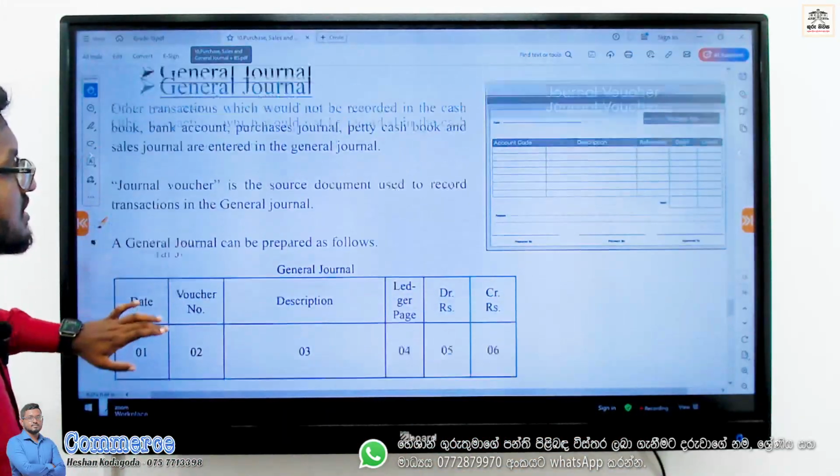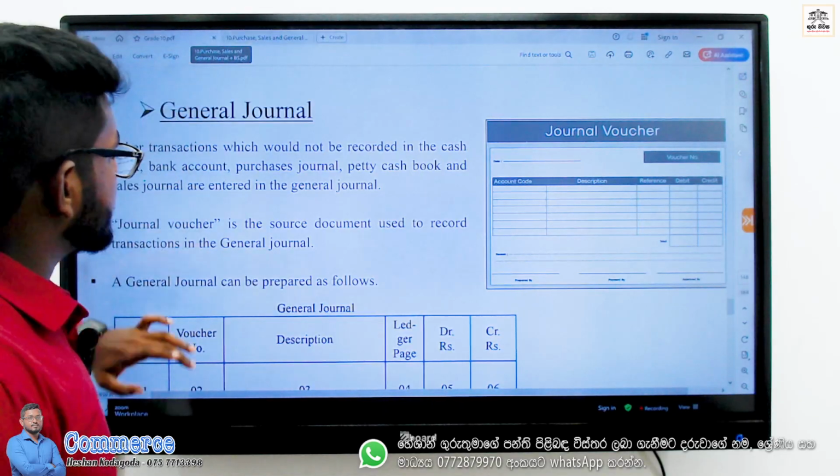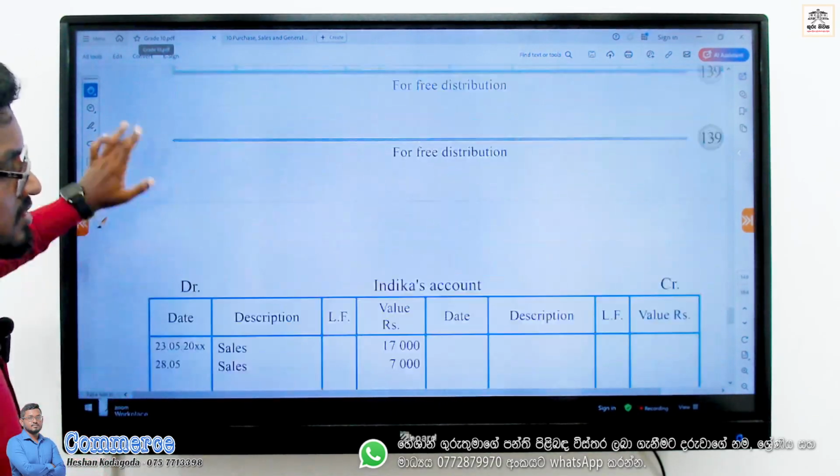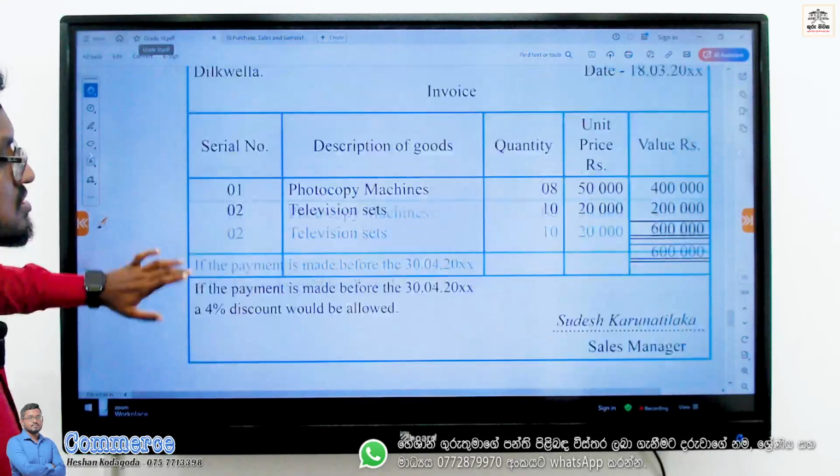Now the next lesson. Next primary books. Now we have finished 5 types of primary books.